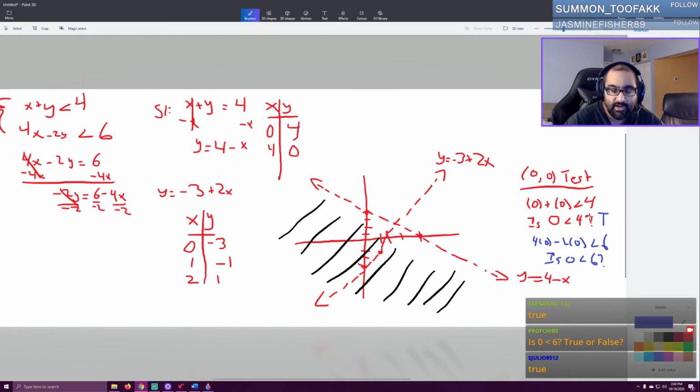That is correct. You have to understand, I'm asking these questions because we need to know which side we need to shade. So 0 is definitely less than 6. That is true. So let's take a look at this dotted line, the one with negative 3 plus 2x. We want to shade the side for this dotted line that also includes the point 0, 0. So I'm going to shade that in blue.